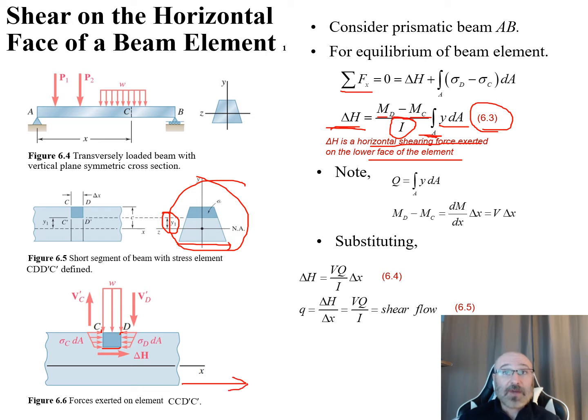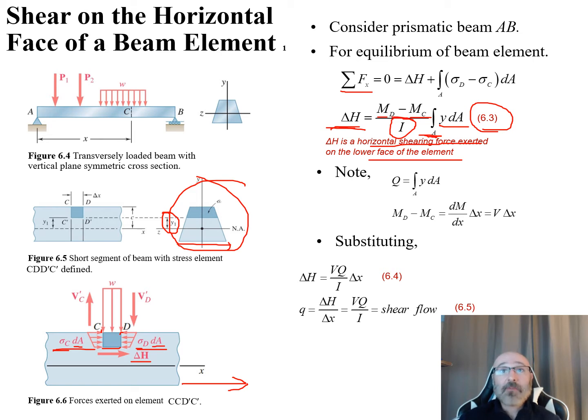So I can see I have my delta H right there. I've also got my sigma C dA and my sigma D dA right there, which are my stresses times that differential area right there. So you have the stress at C times the differential area, and then the stress at D times the differential area right there to give those two forces as well.